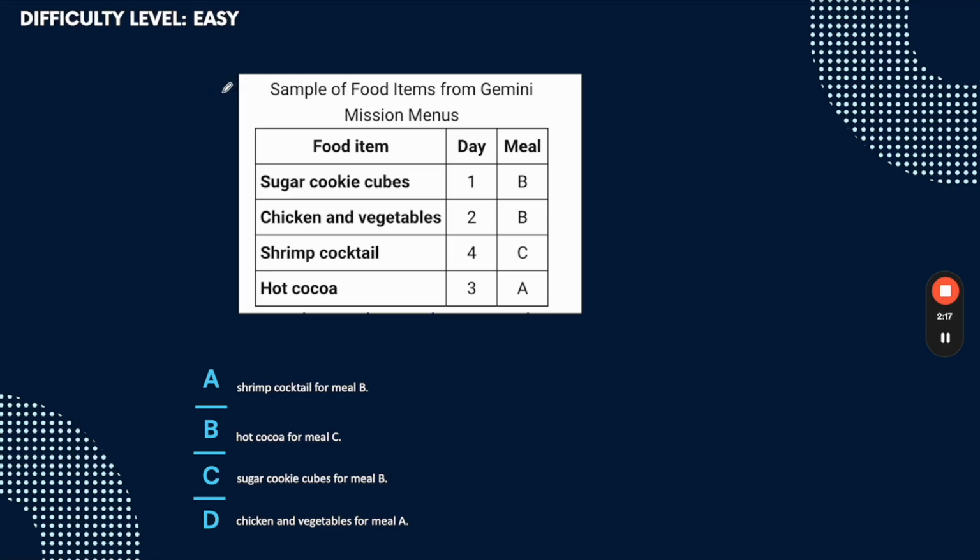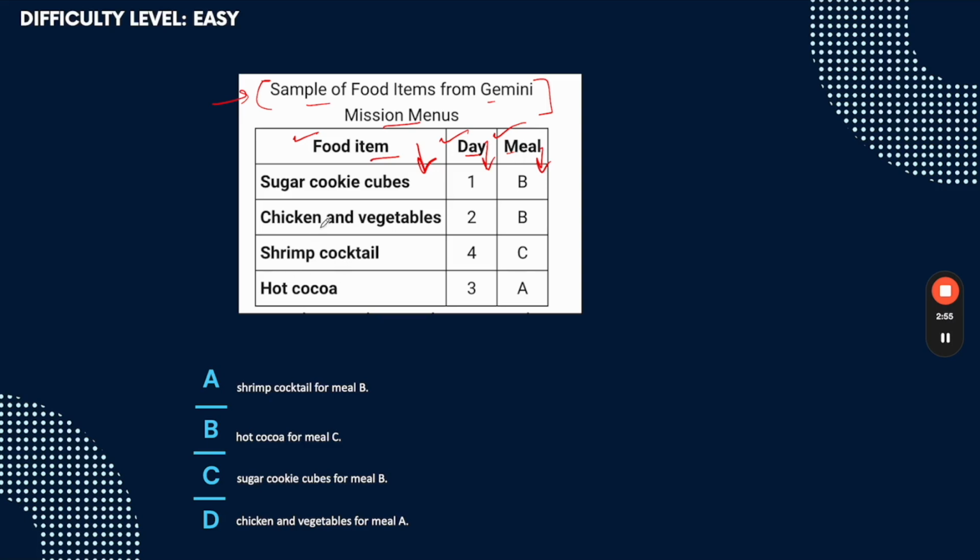The first thing that we do while reading any kind of an infographic is we read the title of that infographic. So here it tells me that we have sample of food items from Gemini mission menu. So the table will tell us something about the sample of food items. Right? Now the second thing that I'll notice is what is it that is written on the columns? Right? What are the headings that are given? Food items, so here I've got all the food items. Day, so on which days these food items were given. Meal, which meal were these food items? Was it meal A, B, C? Right? This is what I will understand when I look at the table.